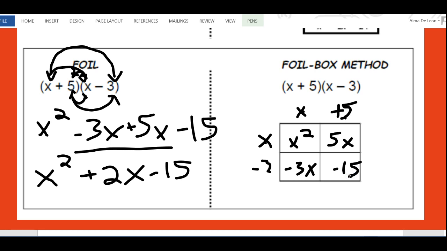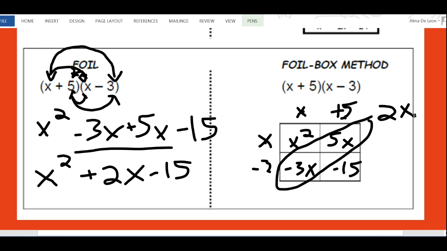And now I'm going to do what's called kind of like the peanut method, because I'm going to take the terms that are on an axis like this, a line that kind of goes sideways on a diagonal line like this, and I'm going to add those because those are like terms. 5x plus negative 3x is the same thing as saying 2x.